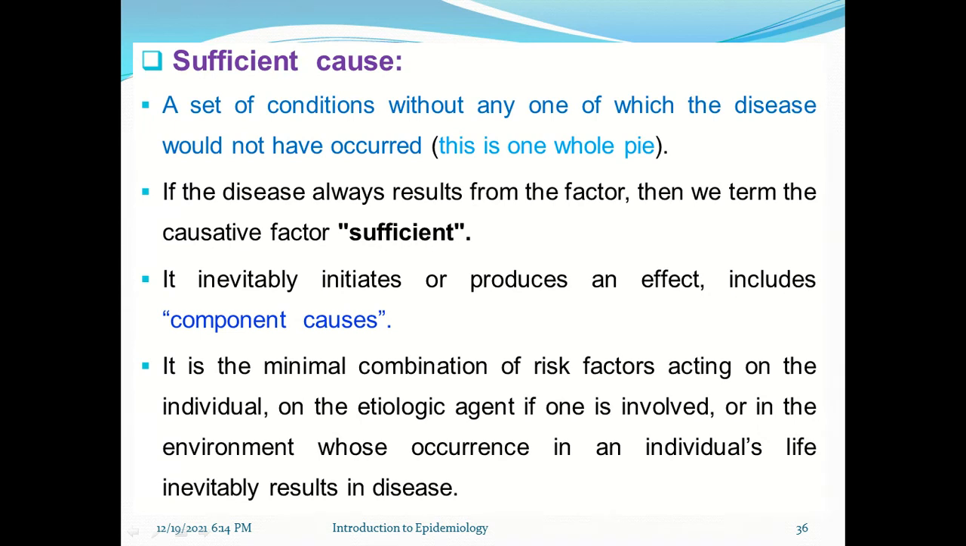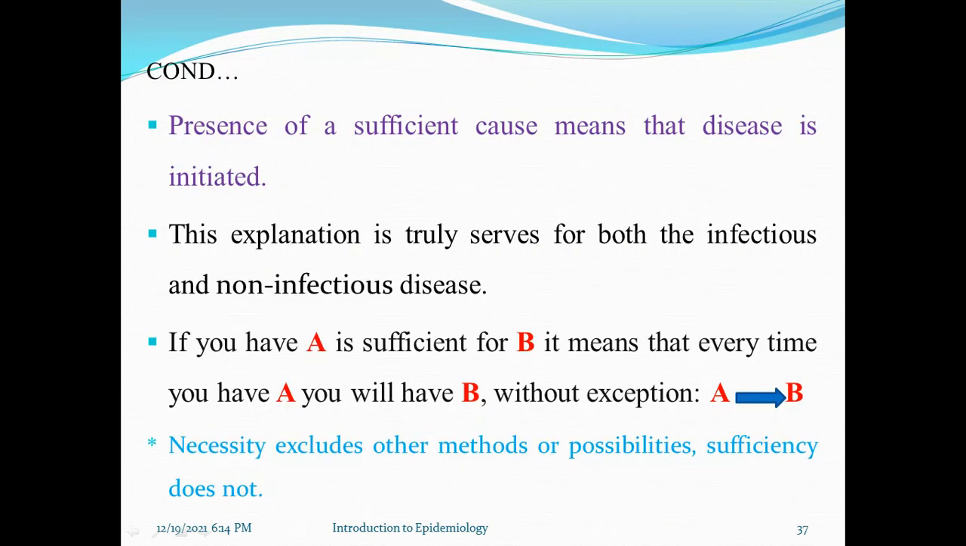If disease always results from the factor, then we term the causative factor sufficient. If it inevitably initiates or produces an effect, it includes component causes. It's a minimal combination of risk factors acting on the individual, on the etiological agent, if one is involved, or in the environment, whose occurrence in an individual's life inevitably results in a disease. So a combination of risk factors which lead to a disease in an individual is called sufficient cause. The presence of sufficient cause means that the disease is already initiated.